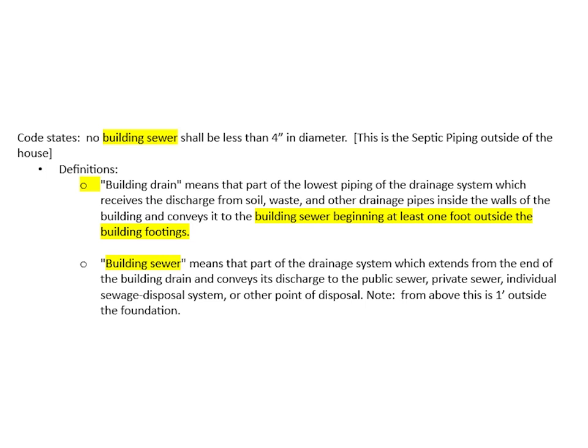Building sewer means that part of the drainage system which extends from the end of the building drain and conveys the discharge to the public sewer, private sewer, individual sewage disposal system, or other point of disposal. Note, from above, this is 1 foot outside of the foundation.